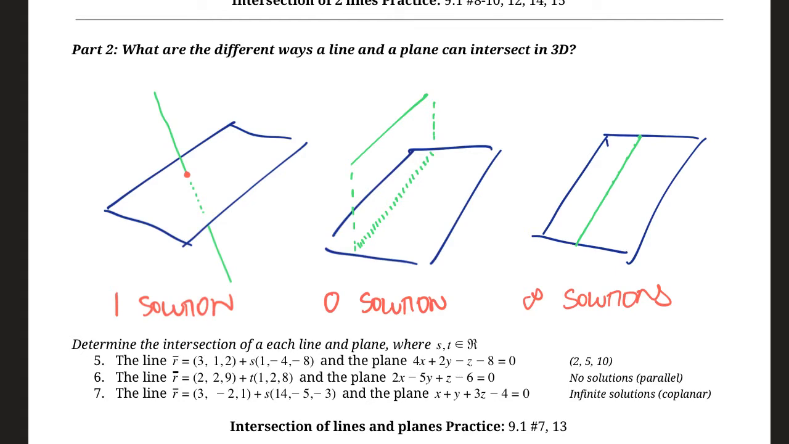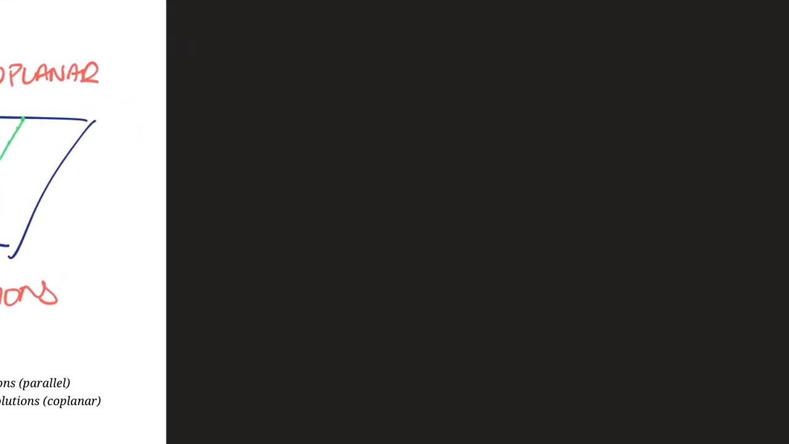We call these, by the way, when the lines are sort of on the plane, we call that coplanar. So the plane and the line are coplanar because they all exist on the same plane. So I'm actually going to write that down. Coplanar. Okay, actually, and I'll write this one down as parallel as well. Okay? So now we're going to learn how to algebraically determine the solutions to these systems and figure out which case it's in. So, question 5.